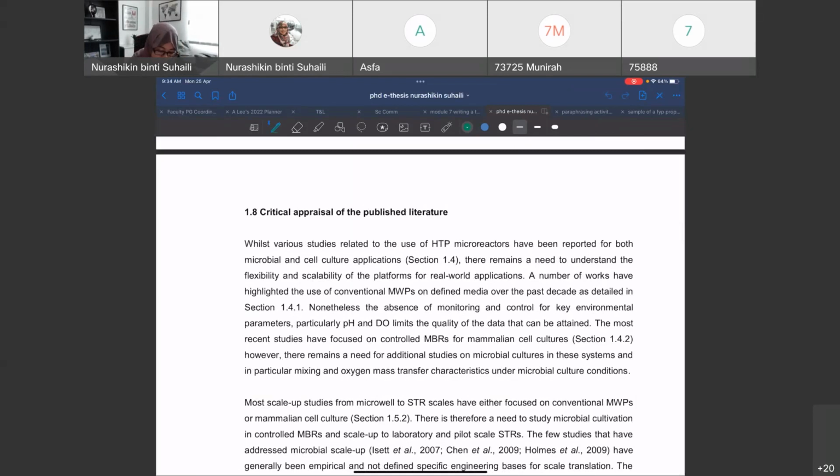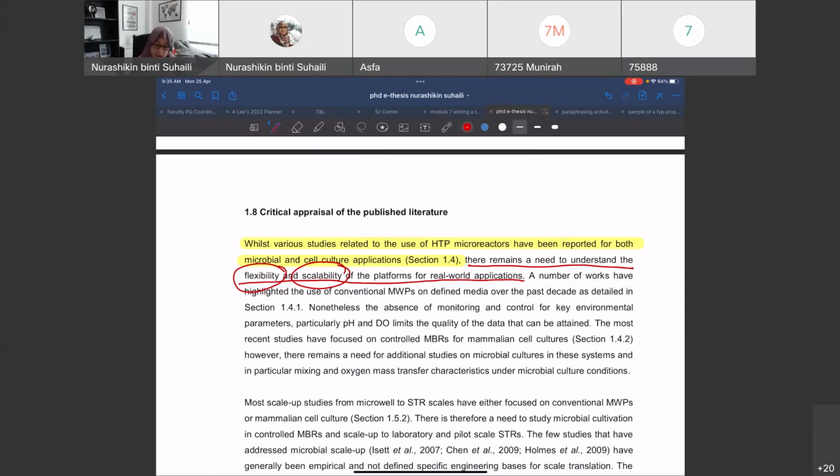What is the example of it? You see here, various studies related to the use of whatever. No need to understand the subject matter here. This is based on what I have read and discovered. I've seen that many reports, many articles talk about this subject. And then what is my observation? What is my opinion? This is the critical appraisal part. There remains a need to understand. It means I found out that these two factors have not been talked about by those previous articles. That is my opinion. You can see I don't have to cite, because it's not from others, it's from myself.